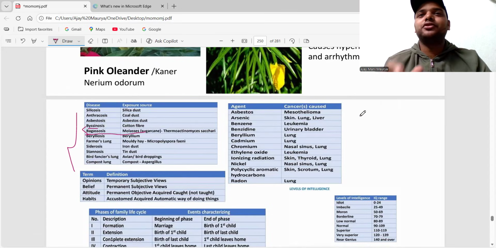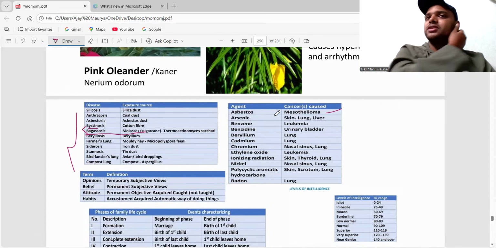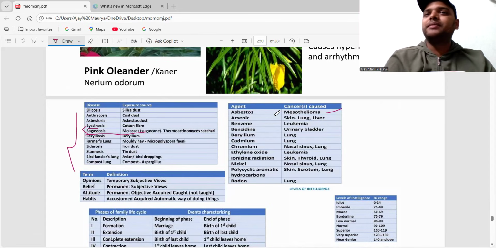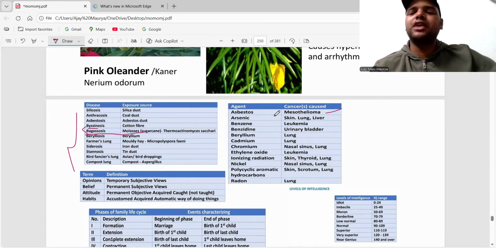Next, coming to the agent which causes the cancer here. Asbestos causes mesothelioma. You have to check the question first of all, what chemical they are talking about. If the patient has exposure to asbestos, obviously the cancer is mesothelioma. Arsenic is skin and lung cancer, benzene is leukemia, and cadmium and beryllium are lung.